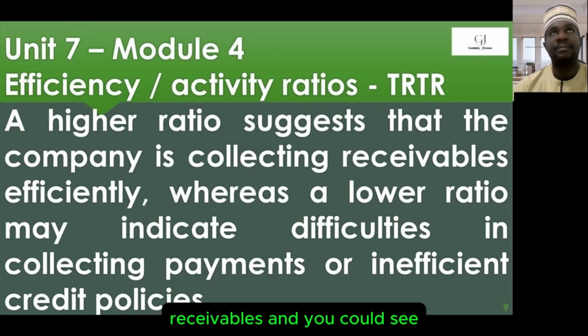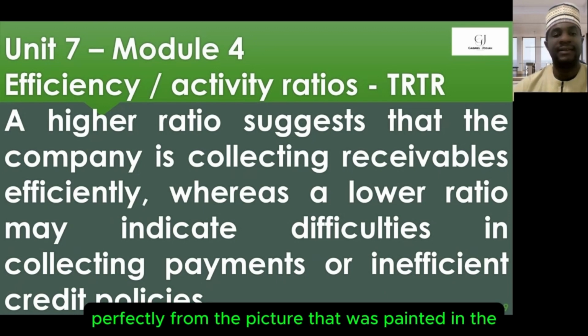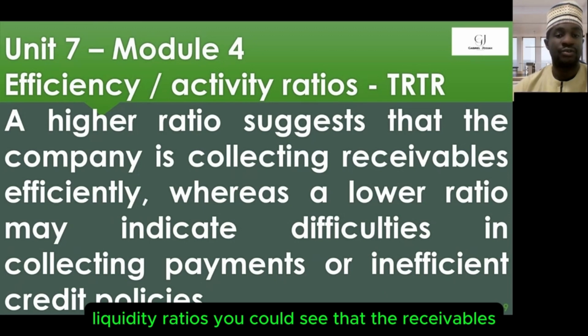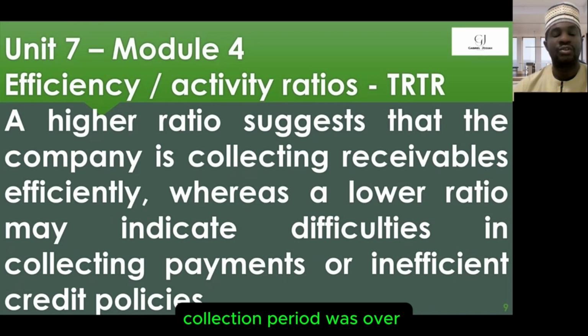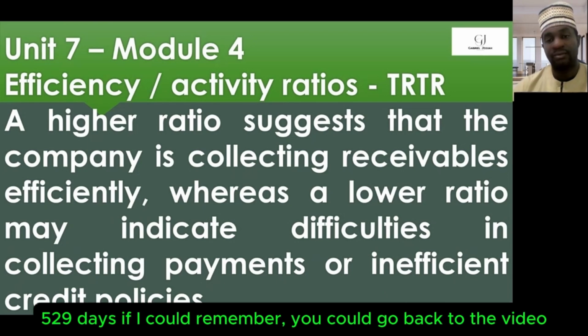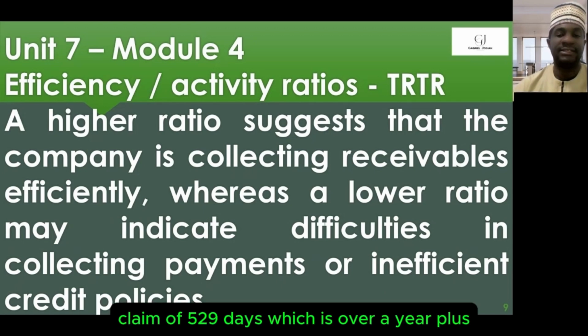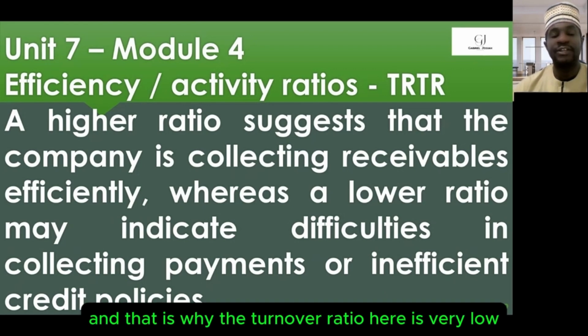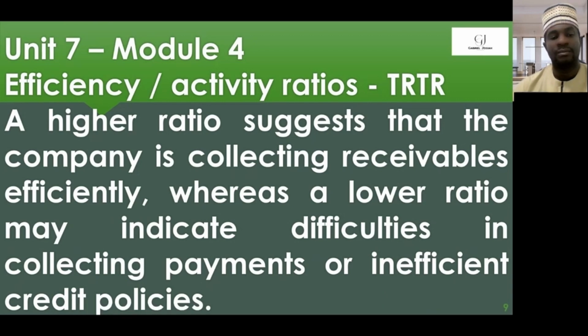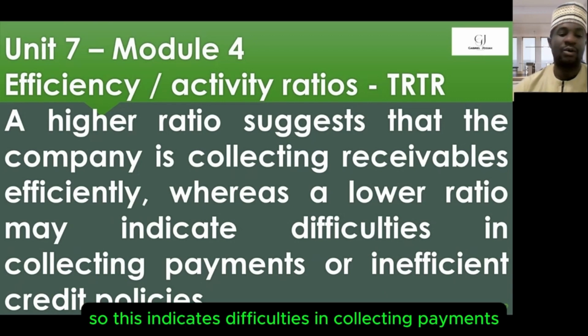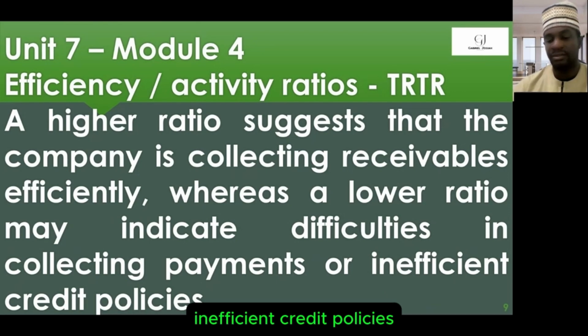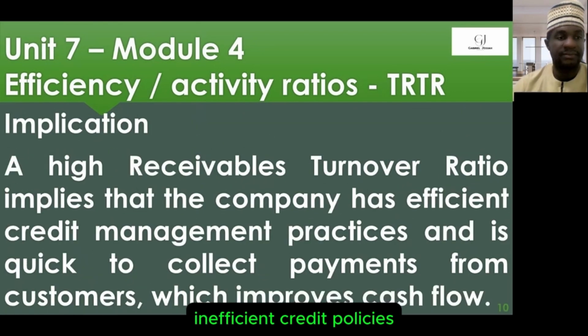And you could see perfectly from the picture that was painted in the liquidity ratios that the receivables collection period was over 529 days. If I could remember, you could go back to the video to validate that claim of 529 days, which is over a year plus. And that is why the turnover ratio here is very low. So this indicates difficulties in collecting payments or inefficient credit policies.